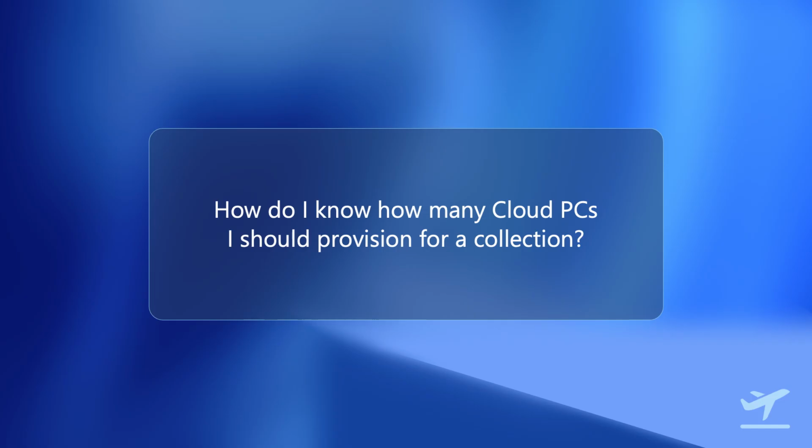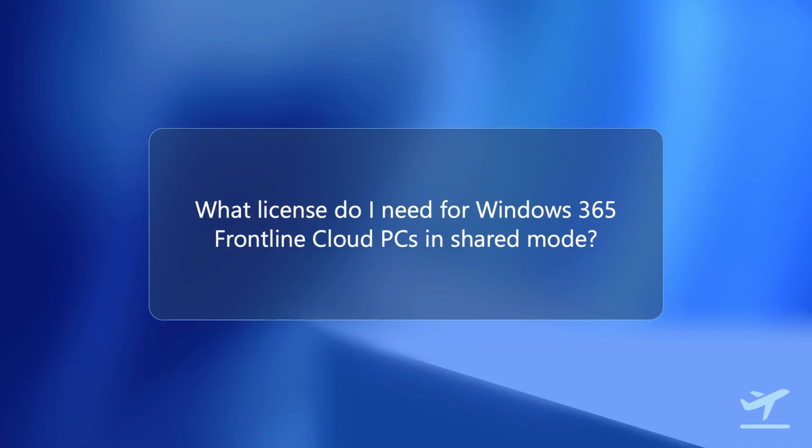If you would like to actually change how many devices are in the collection, that's pretty easy for you to do. You don't have to recreate that collection from scratch. You can just go to the provisioning policy and adjust. And so that allows you to learn and adjust as you go. So the next question here that I have is, what license do I need for Windows 365 Frontline Cloud PC in shared mode?